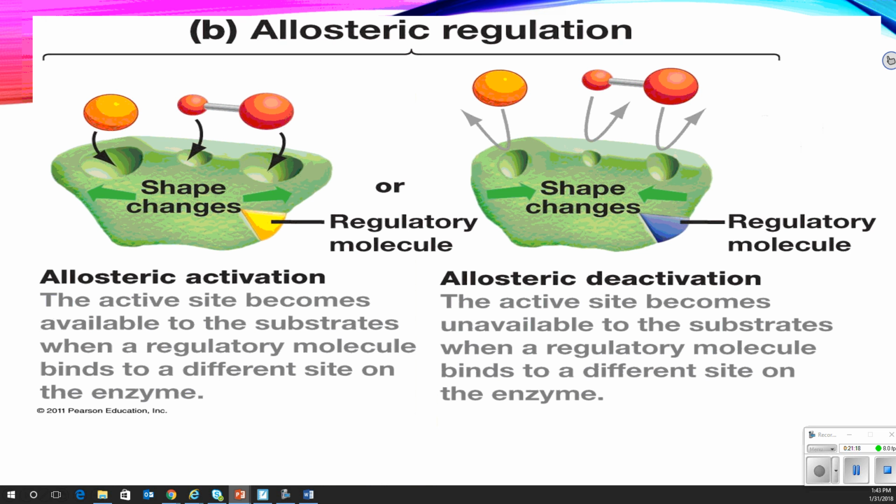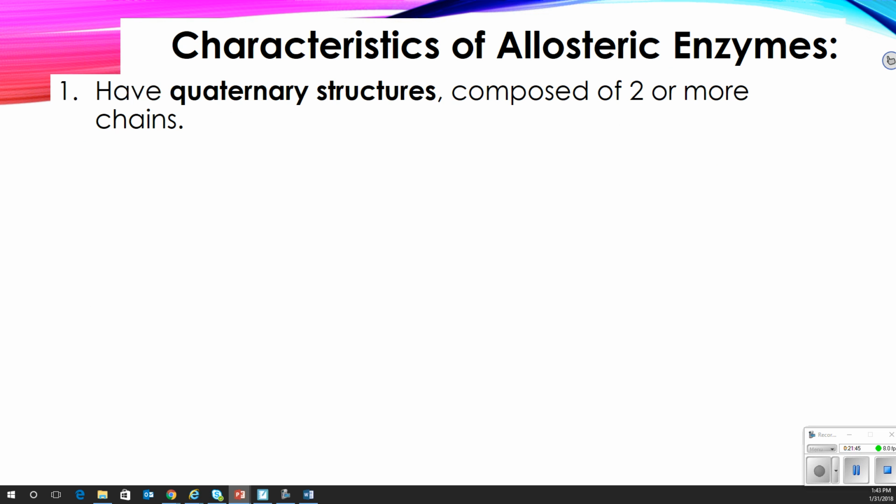So allosteric activation, the active site becomes available to the substrate when a regulatory molecule binds to the enzyme. So if it's bound to it, then it will allow things to happen. Allosteric deactivation is when the site becomes unavailable to the substrate by a regulatory molecule binding to a different site. So we now can't do anything with it. So let's talk about these.